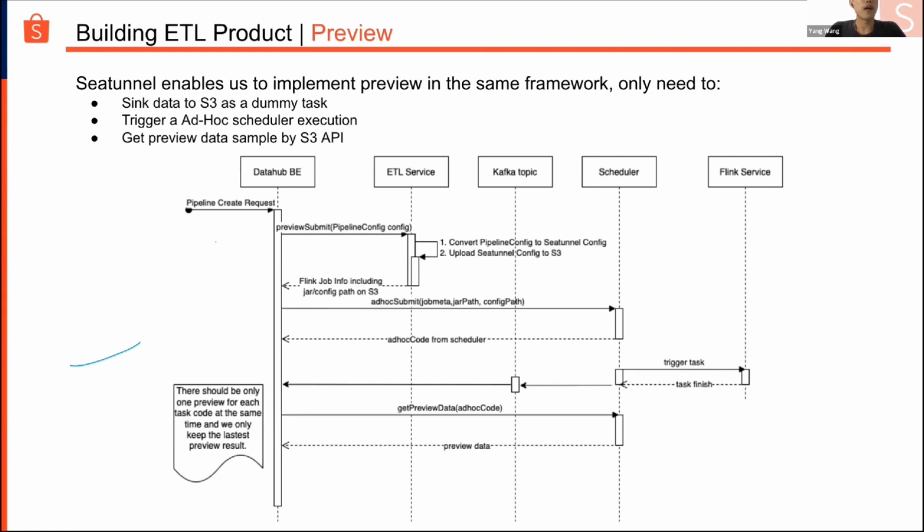First, Data Hub provides the current pipeline config to ETL and creates a preview pipeline like a normal pipeline. Instead of syncing data to the real destination that the user configured, we create a temporary configuration file which syncs data into S3. As you can see in the flowchart, the ETL service does this job and uploads to S3 as well. Secondly, Data Hub needs to trigger the task manually so that the preview pipeline can create an instance in the scheduler and run.